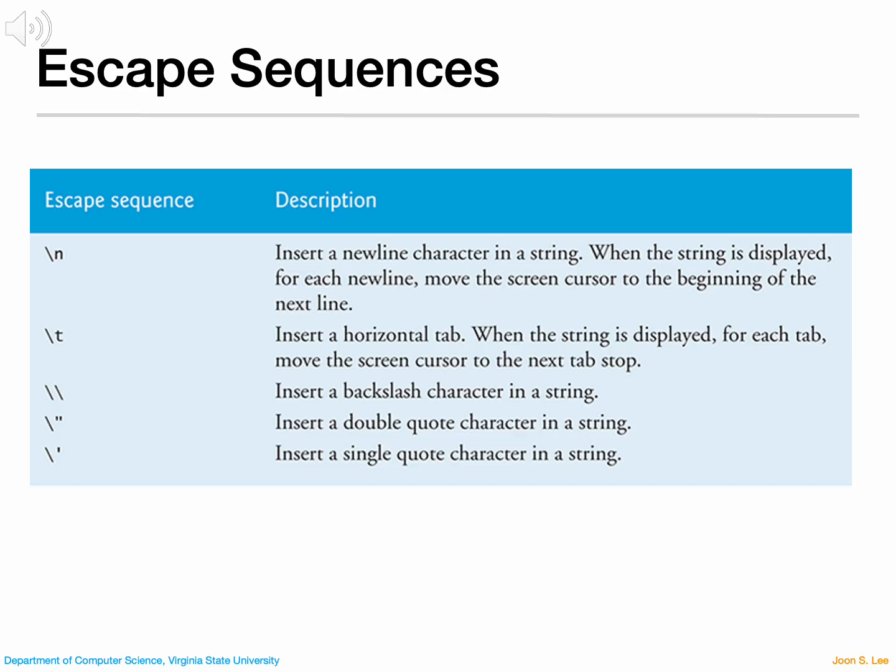Sometimes we need to include special characters inside a string, things that normally wouldn't be allowed or would confuse Python. That's where escape sequences come in. An escape sequence starts with a backslash followed by another character, and it tells Python to treat it in a special way. For example, \n inserts a new line, so the text moves to the next line. \t inserts a tab space, which is useful for formatting output.